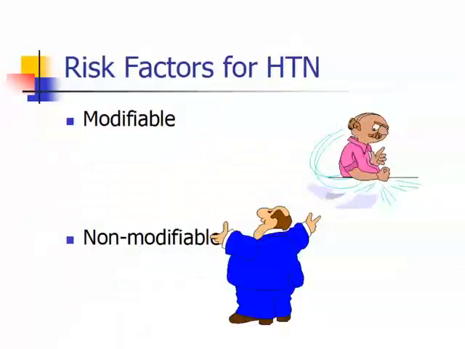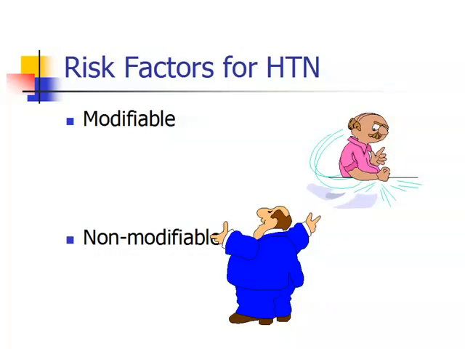Risk factors for hypertension include modifiable and non-modifiable risk factors, which we touched on also in the first cardiac lecture. So modifiable would be lifestyle factors such as smoking, physical inactivity, stress, diet high in salt, fat, caffeine, obesity with a BMI greater than 30, alcohol, increased cholesterol, electrolytes, things like that.